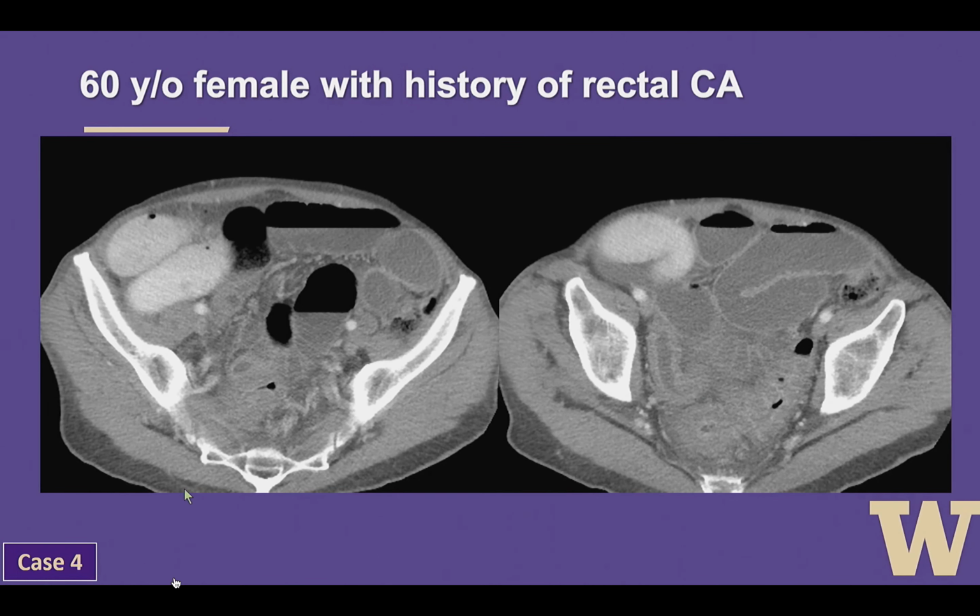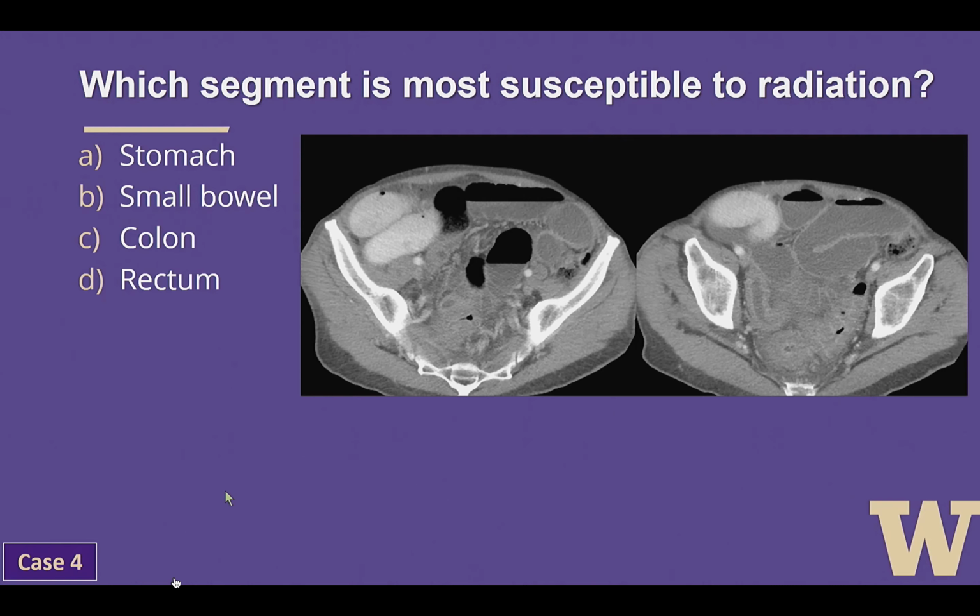Next case is a 60-year-old female who had a history of rectal cancer. The question for this case is, what segment of bowel is most susceptible to radiation? The stomach, small bowel, colon, or rectum?